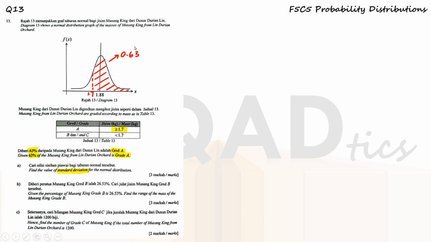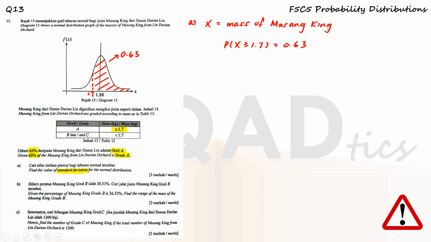Alright, so I would use this information to form an equation. I'll let X be the mass of Musang King first. Then I'll make this statement: the probability that the mass of Musang King is more than or equal to 1.7, which I taken from here, is 0.63, which I have taken from here. Okay, so now that we have this statement, we can slowly figure out the standard deviation.